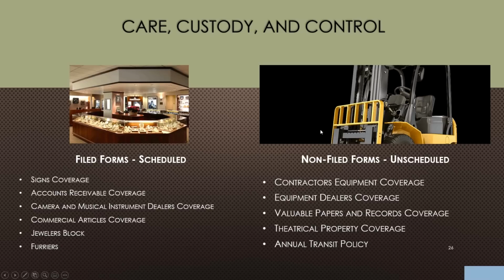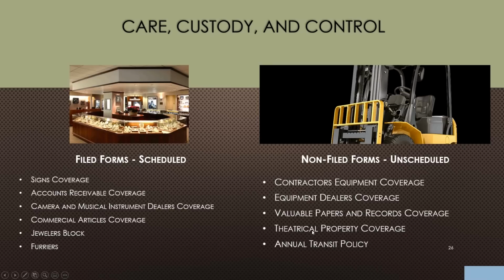Like a forklift, a backhoe, a grader, some construction vehicles that are not street legal, okay, or a Zamboni. So equipment dealers, we're selling Zambonis, right? Those machines that clean the top sheet of ice at the ice rink. Or contractors equipment, we're using the Zamboni in our business. Right? Valuable papers and records coverage covers maps, manuscripts, drawings, mortgages, okay, in case that's destroyed by a fire.